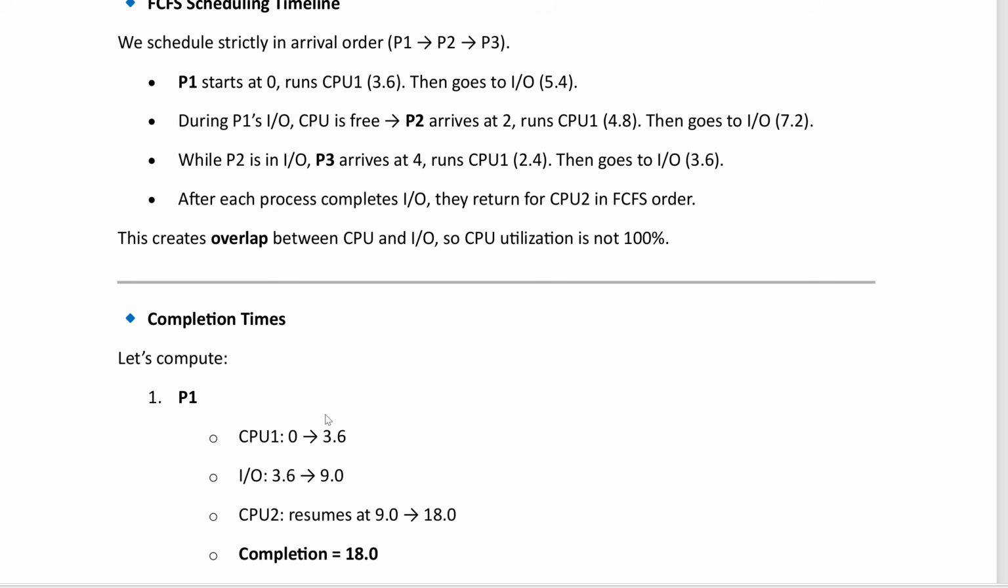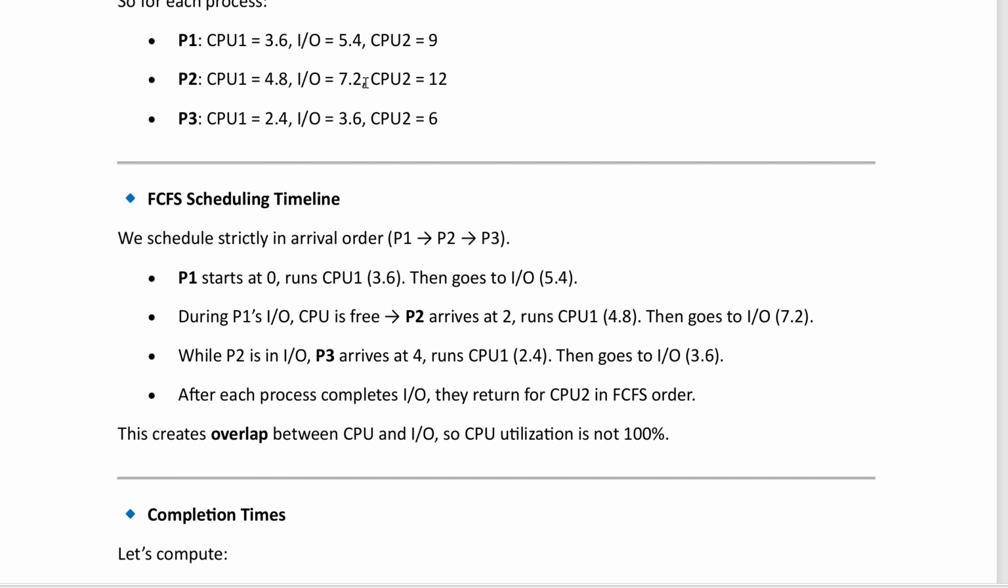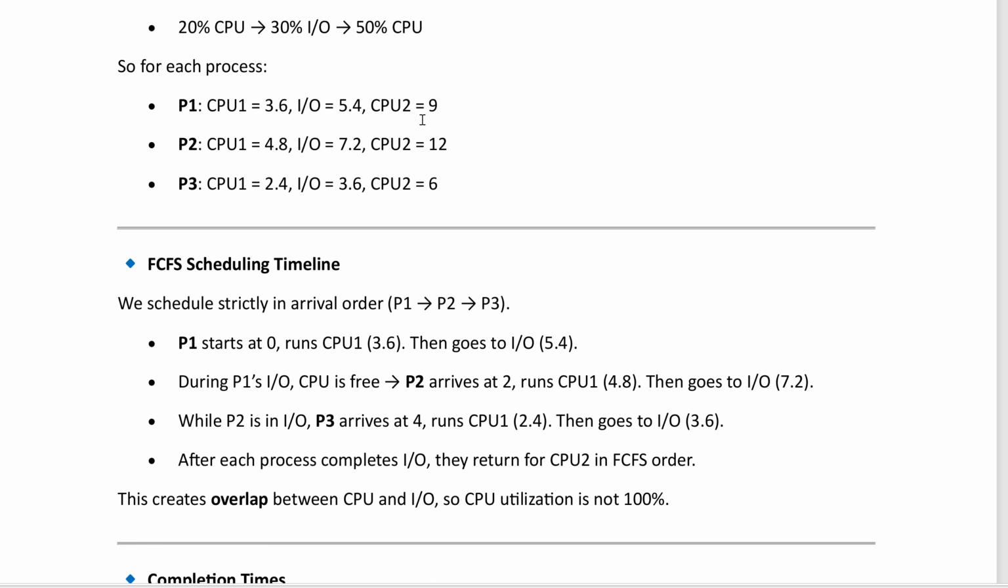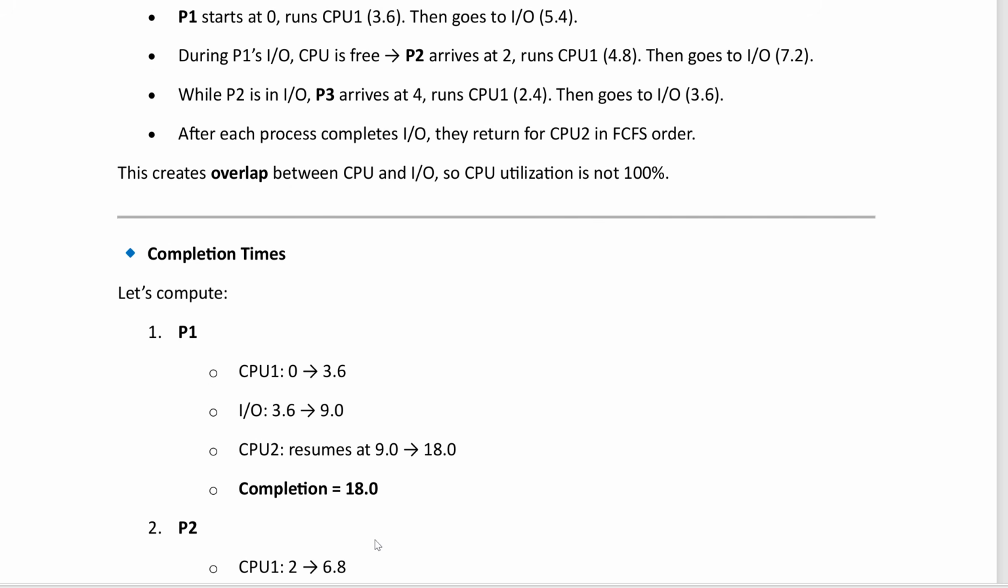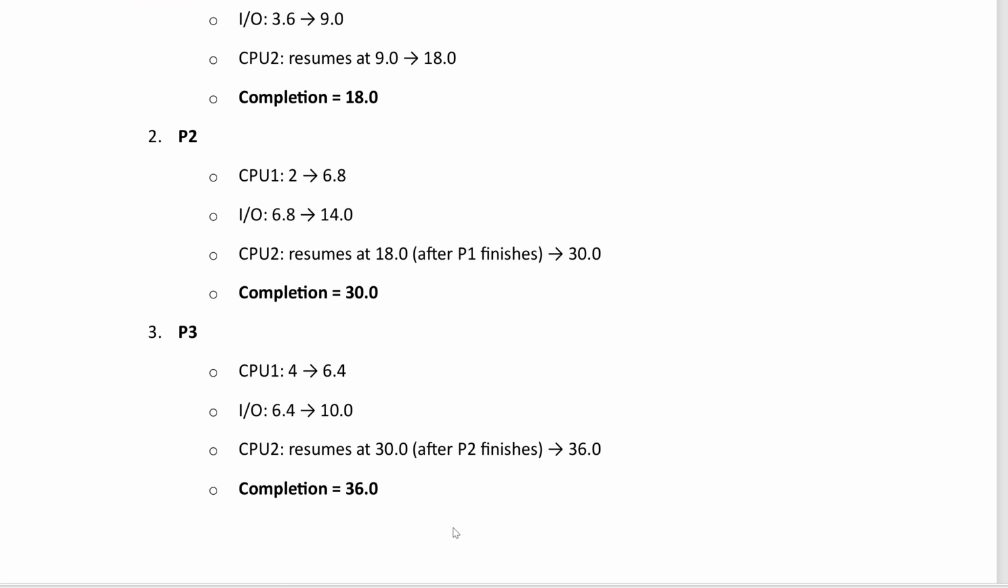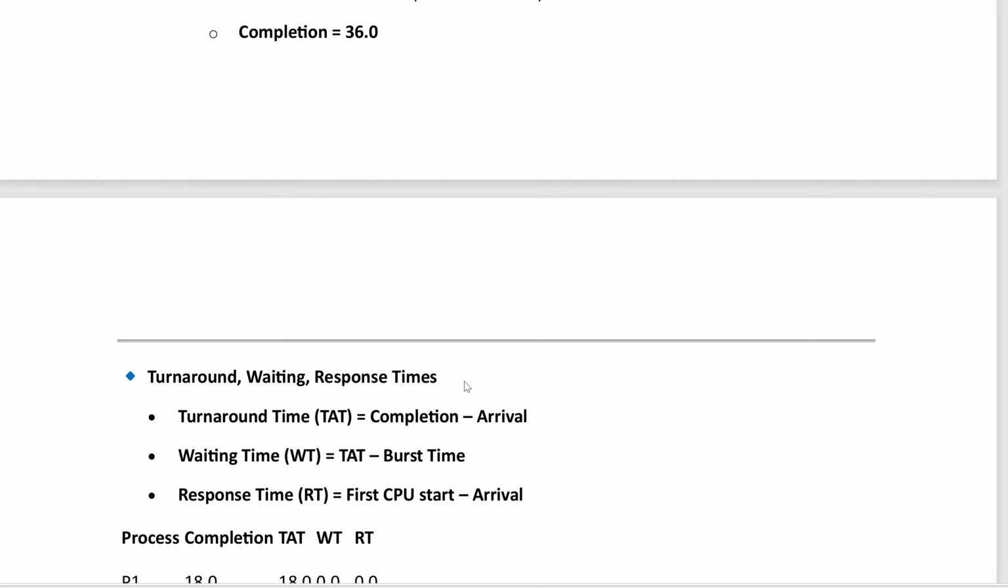So we can easily compute the completion time. 0 to 3.6 is P1, then 3.6 to 9 is IO, right? Then 9 to 18, because the burst time of P1 is 18. So the completion time will be 18. Similarly, the completion time for P2 will be 30, and for P3 it will be 36, right? So we can easily compute all these times. We have already become aware of how to compute these times.